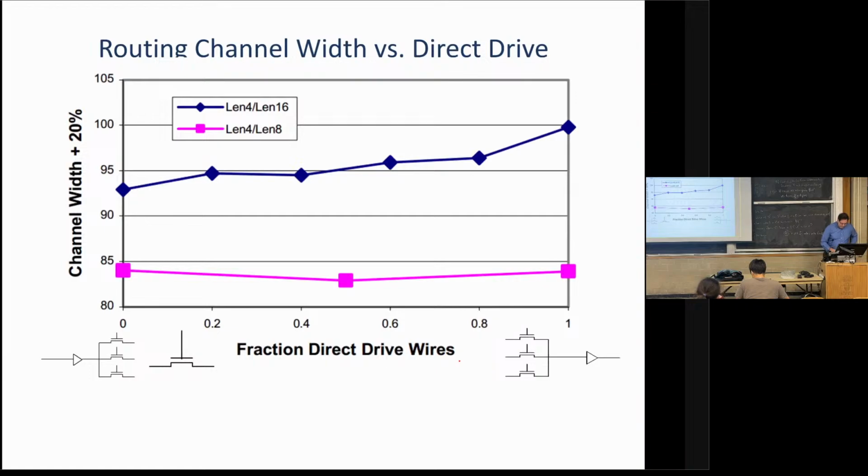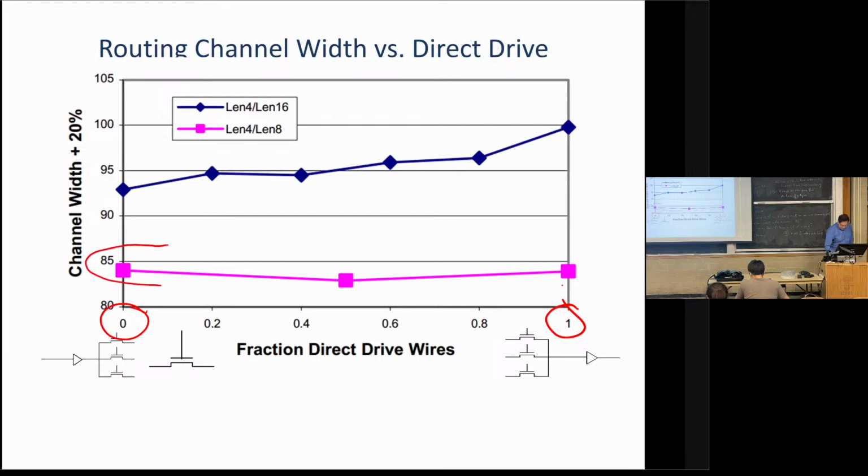Okay, what about routing channel width? And again, we've got the same plot here over at 0. I have no direct drive switches. I've got this mix of tri-state buffers and pass transistors. Here I've got all direct drive switches. And the answer is a little different here.